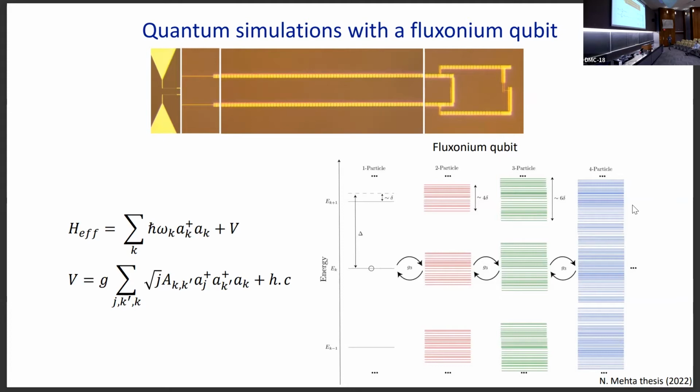So what it does, let's look again at this diagram. Here on the left, I show you single photon states. So here is mode K. And then here, 2 particle, 3 particle, 4 particle states, just like I described before, which contain many states formed by the single particle states. And this kind of term will introduce coupling between 1 particle state and 2 particle state.